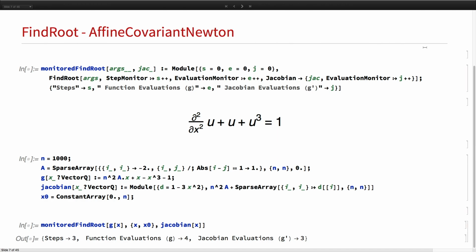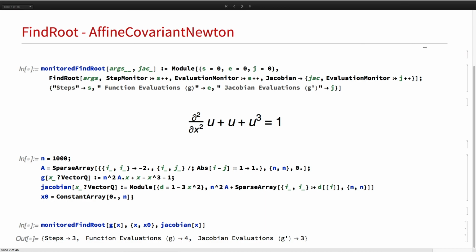It monitors how many steps are taken, how many evaluations it takes, and how often the Jacobian needs to be evaluated, and gives an output of that. Then we have a small differential equation, which I've discretized manually with a finite difference approach, and I've written that down here. So we have a sparse array that's 1,000 by 1,000. G is then encoded in n squared a dot x plus x minus x squared, basically the equation we have there. I've manually written down the Jacobian, and I'm starting with an x0 with a constant array of 0.